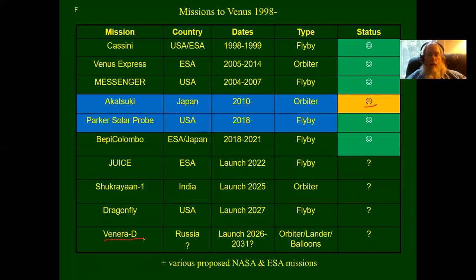This Venera D, this big Russian mission, I take that with a big grain of salt. It's very ambitious with an orbiter, a lander, and a number of atmospheric balloons, but it's really hard to find much information about it. It seems like they're hardly updating the website for the mission, but about a year ago, there was a conference about it. So maybe it's going to really go, but maybe not. We'll see.